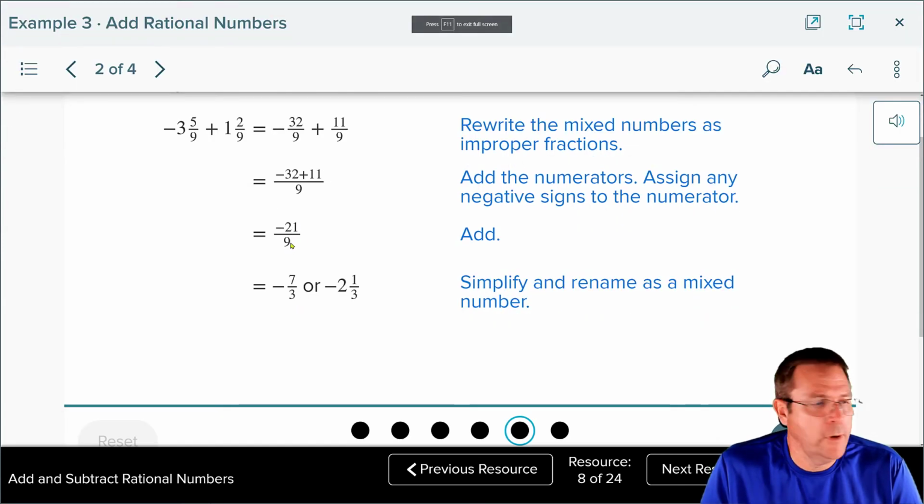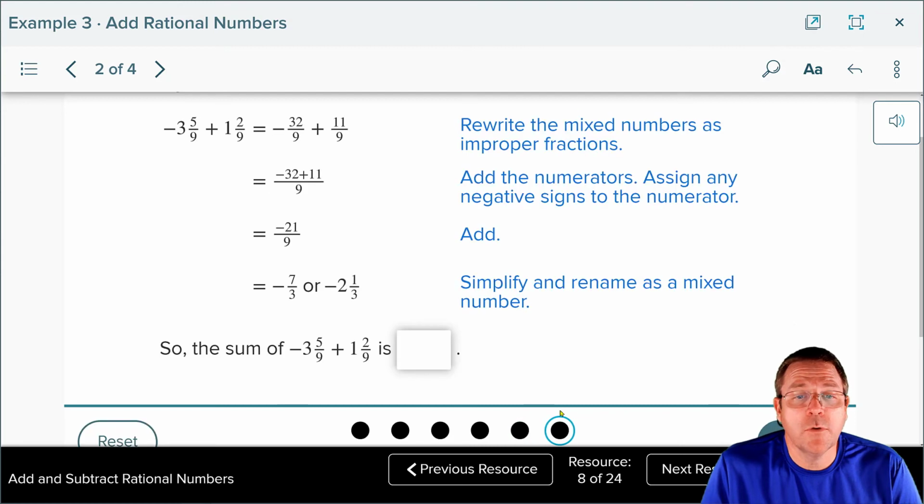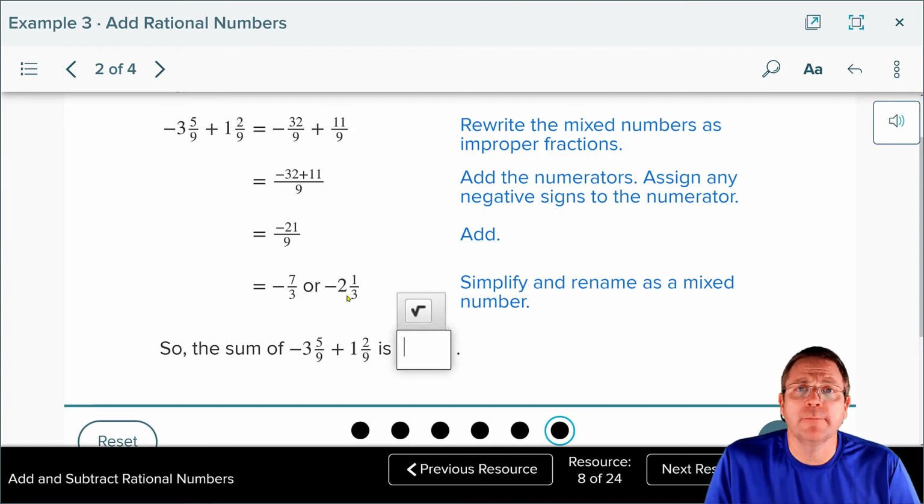They divided by 3/3 here. 3 went into 21 7 times. 3 went into 9 3 times. And negative 7/3, that's equal to negative 2 1/3, which is going to be their final answer. And I'm not going to bother typing that in, because you know what? They gave it to us right here. No reason to type it in. Kind of a waste of time.